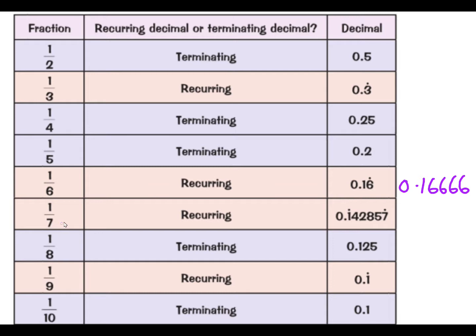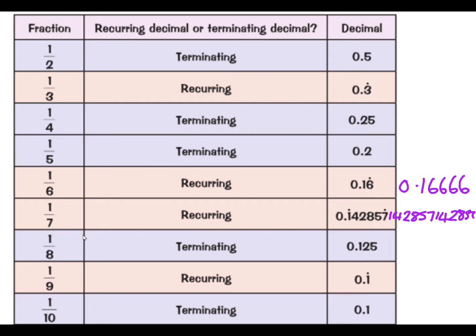1/7 is the same, it recurs. Here it's 0.142857 and there's a recurring dot over the 1 and the 7. What that means is it recurs between those numbers. So it goes 142857, 142857, and so on. When you have two dots, the recurrence is all of the numbers between the two dots, not just the one dot where it's just that number that recurs.